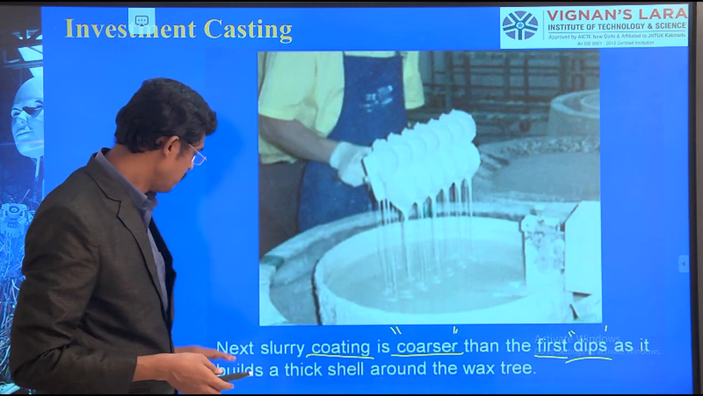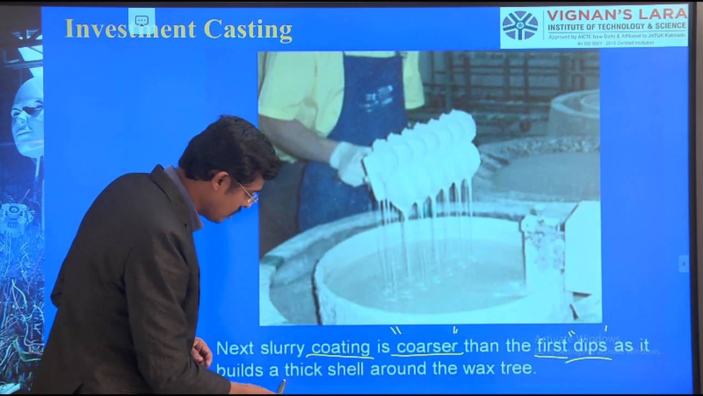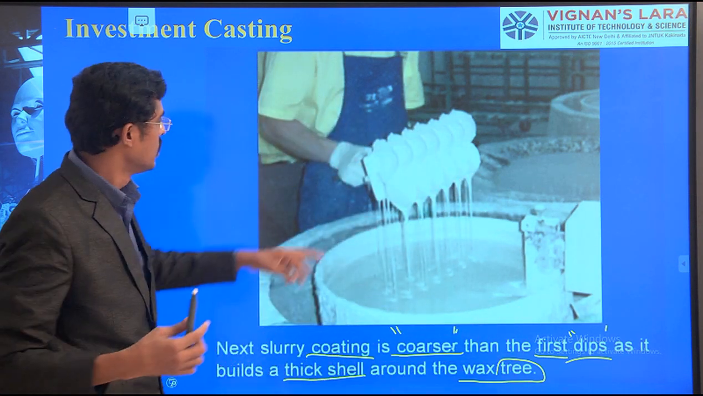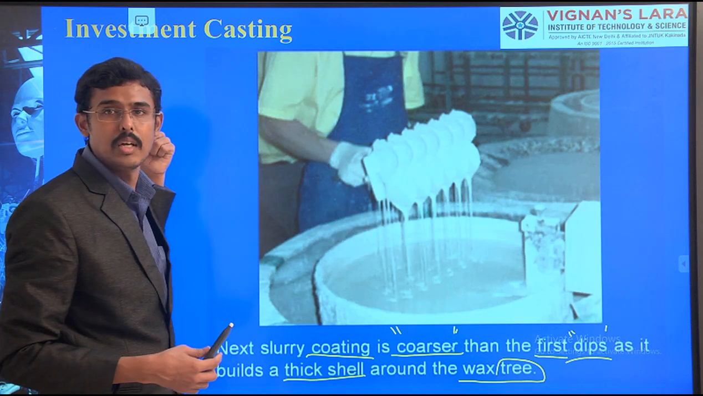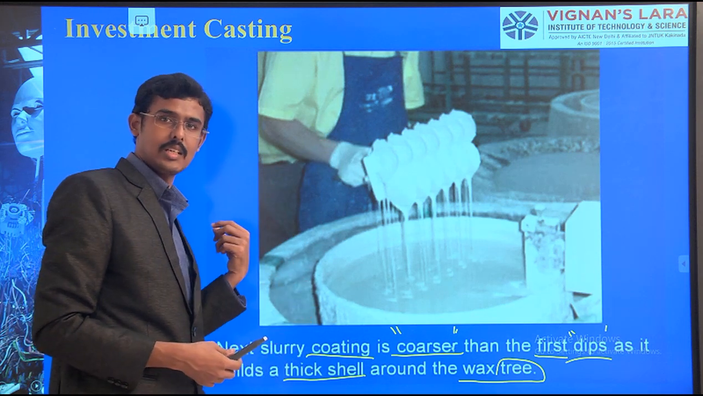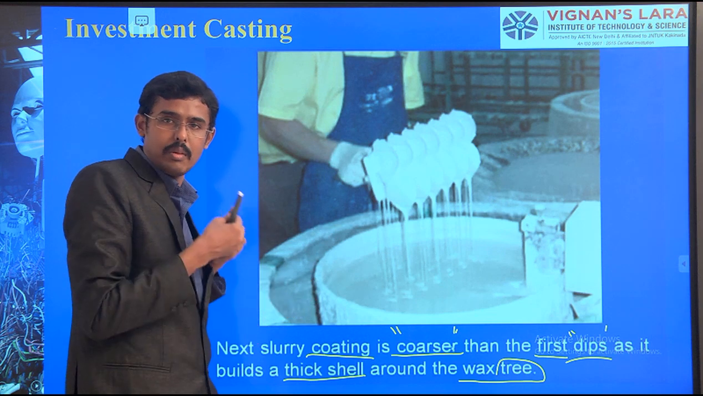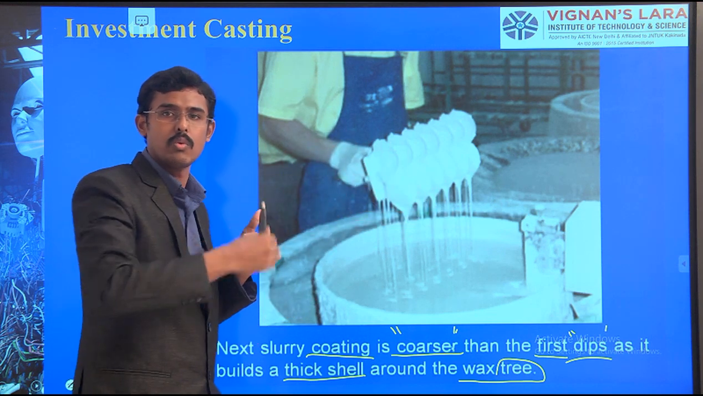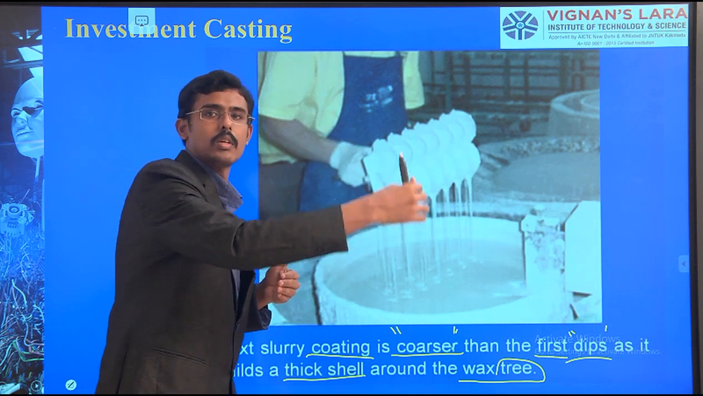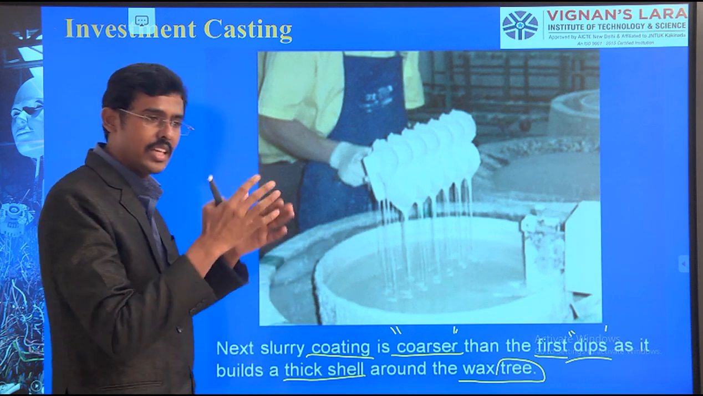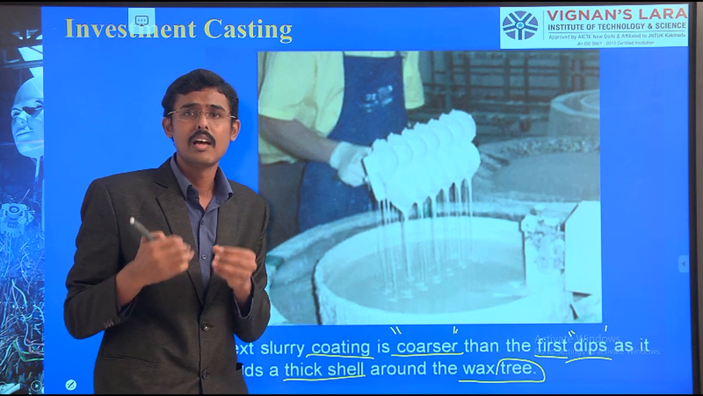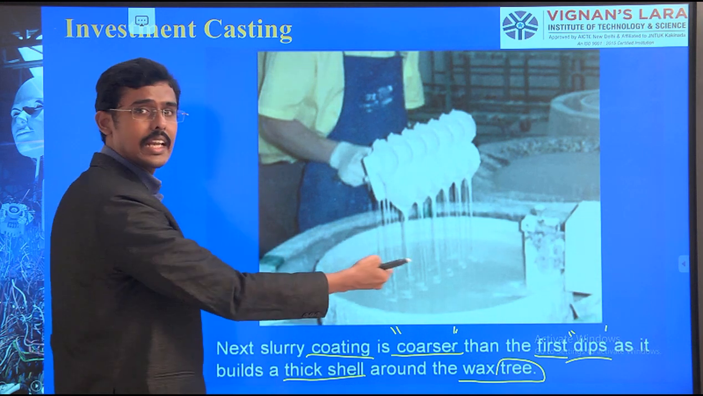As it builds, what I told you is coming: a thick shell around the wax tree. Now it is ready. The wax tree was sent from the assembly building to the slurry room. In the slurry room, we did the first dipping, second dipping, third dipping. It goes from fine dipping to coarse dipping, stage by stage: 1, 2, 3. The first will be a fine dipping, then coarser, then coarser. Likewise, we can increase the thickness. We need the shell molds to be strong, but the fine details also have to be filled. Therefore, the first layer has more fluidity and is fine, and then the second and third layers become coarser.